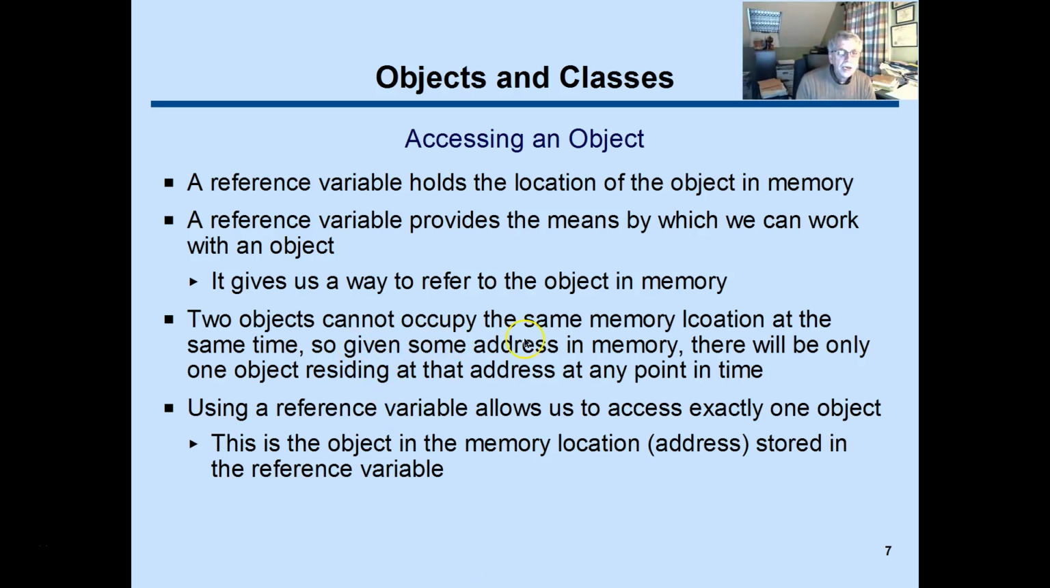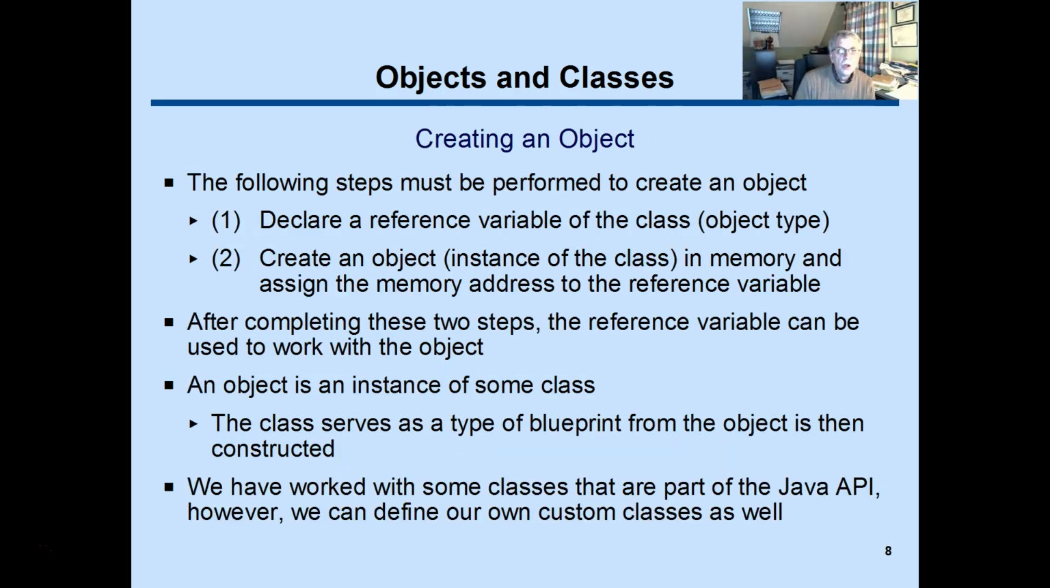So two objects cannot occupy the same memory location at the same time. So given some address in memory, there will be only one object residing at that address at any point in time. So when we place a value, which is a location, into a reference variable, it is pointing to exactly one object. So to create an object, here's what we'll do.